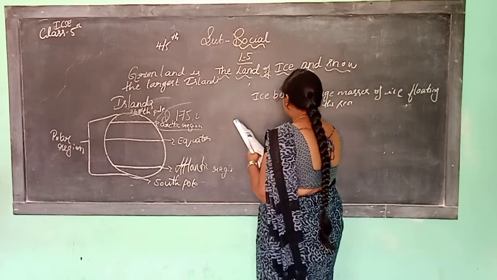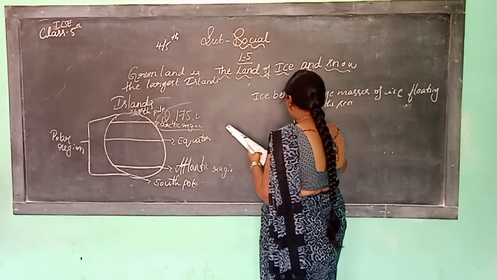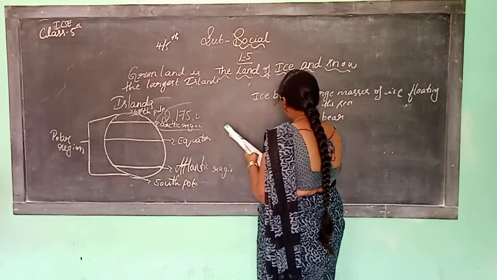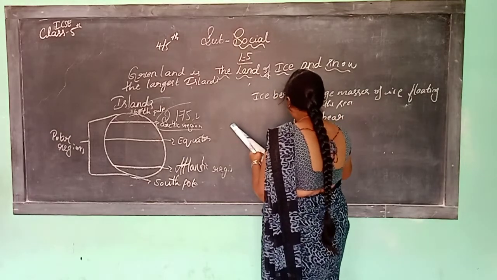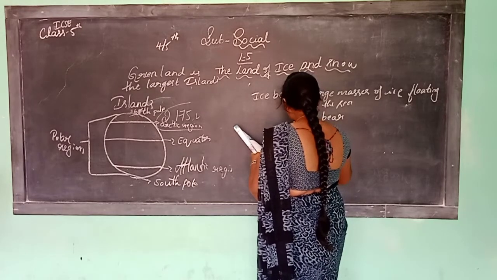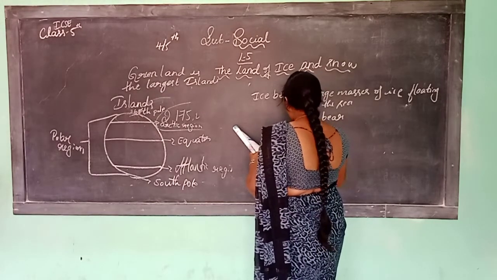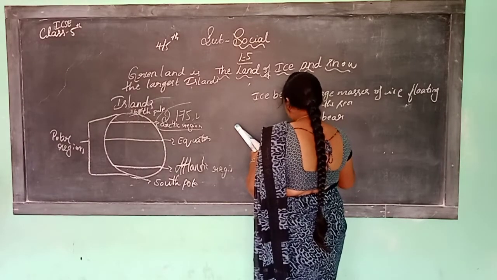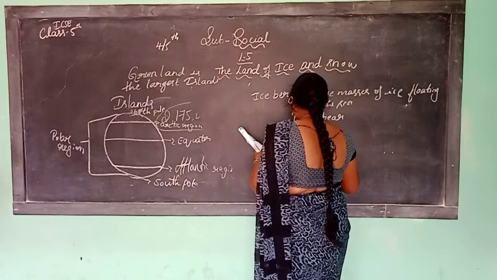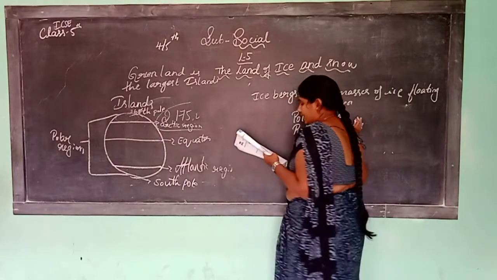So which are the animals you can see in Greenland? Polar bear, reindeer, Arctic fox, musk ox, polar wolf. These animals you can see in Greenland.